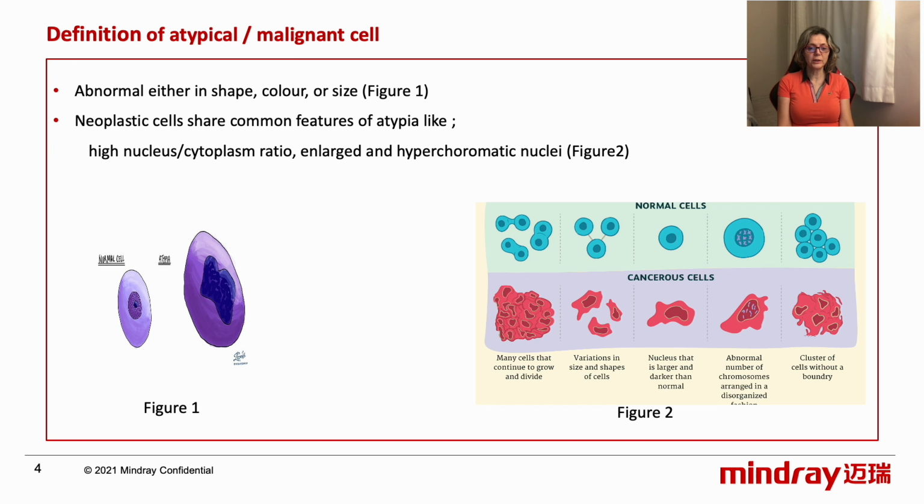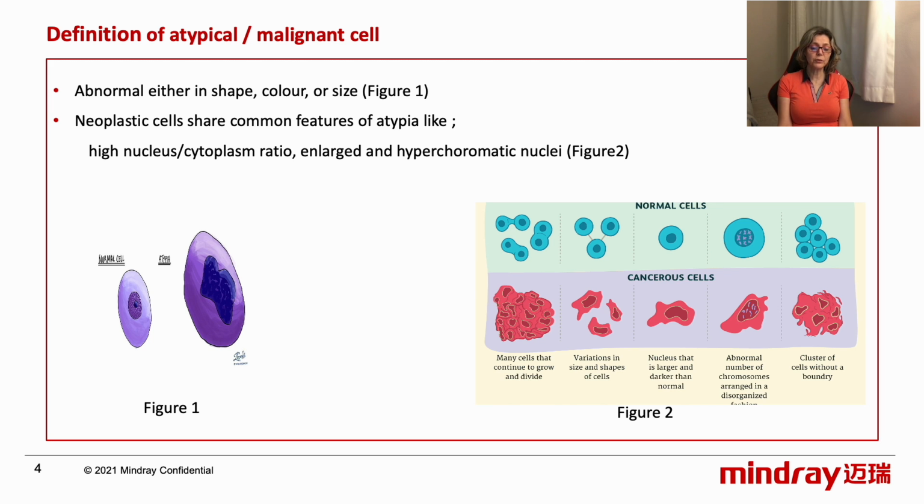Pathologists use the word atypical cells to describe cells that look abnormal, either in shape, color, or size, compared to normal healthy cells in the same location. Figure 1 shows an example of an atypical cell.